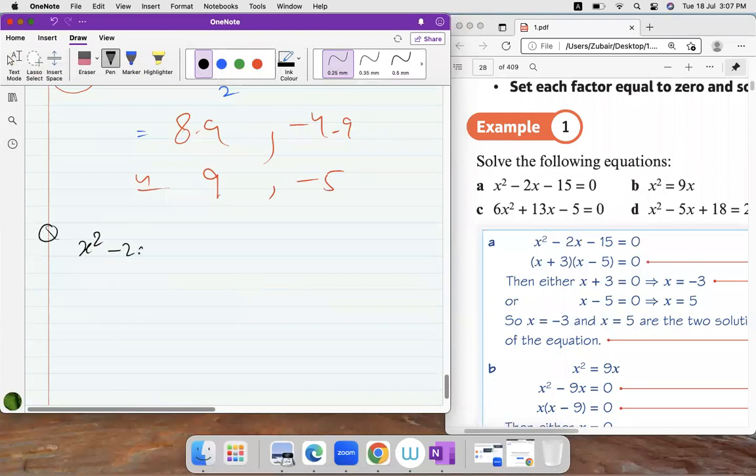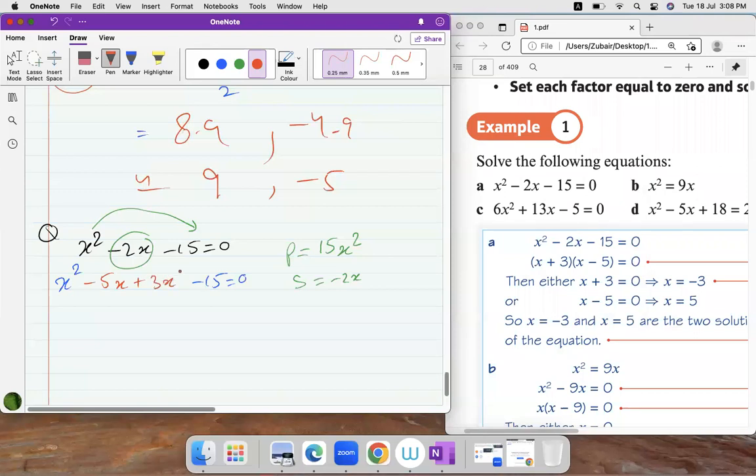x squared minus 2x minus 15 is equal to 0. I'm going for middle term breaking first. So we must get a product of x squared into 15, and the sum must be minus 2x. So thinking of two factors, I am choosing 5 and 3. The two numbers must be minus 5x and plus 3x. Just check, if you add these two, do you get minus 2x? And when you multiply these two, we get negative 15. So these are our two factors.